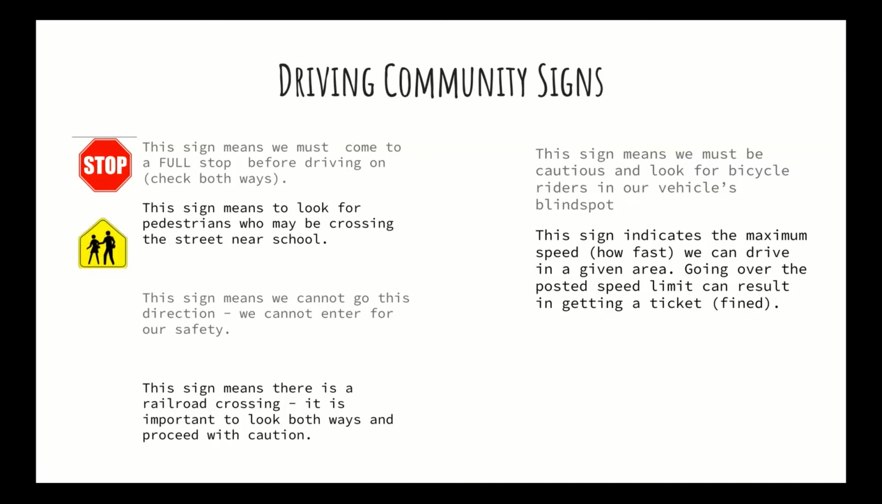All right, this sign right here means to look for pedestrians who may be crossing the street near a school. This itself is a school ahead sign. So if you're driving and you notice a yellow sign that has both what looks to be a man and a woman with briefcases, this means that there is a school nearby and that you need to be on the lookout for pedestrians or people who may be walking across the street to get to the school.